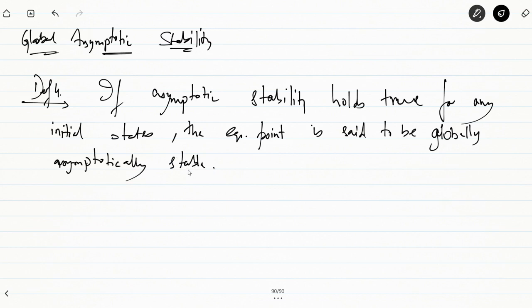So if your system is asymptotically stable for any initial states, then in that case, that equilibrium point will be asymptotically stable in general, and it will also be known as globally asymptotic stability. Fine. The same goes for exponential stability. If your system is exponentially stable for any initial states, then the system will be called a globally exponentially stable system.